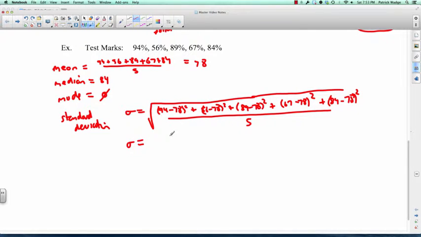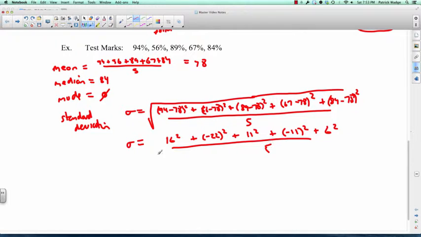Okay, so 94 take away 78 is 16 squared. 56 take away 78 is negative 22 squared. 89 take away 78 is 11 squared. 67 take away 78 is negative 11 squared. And 84 take away 78 is 6 squared. And we have to divide all that by 5 and take the square root.